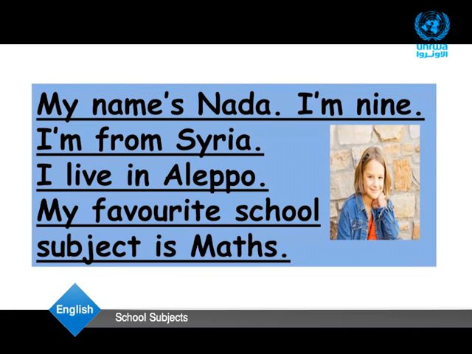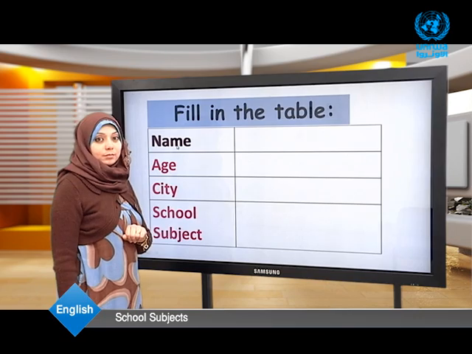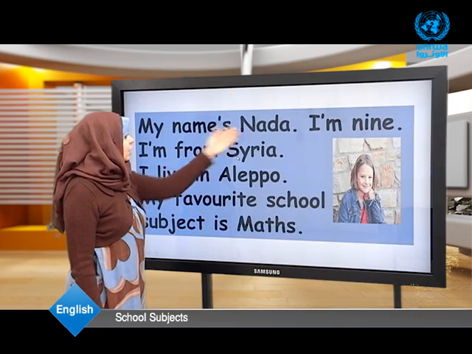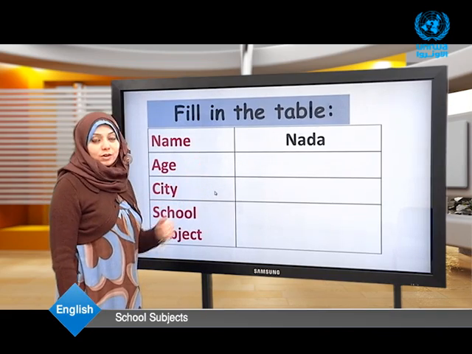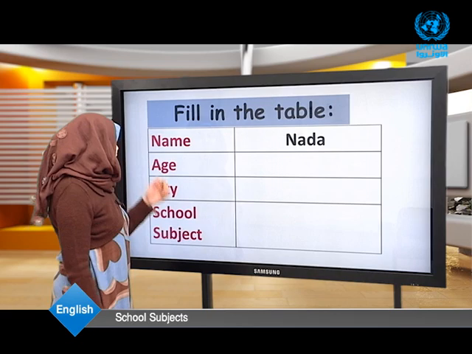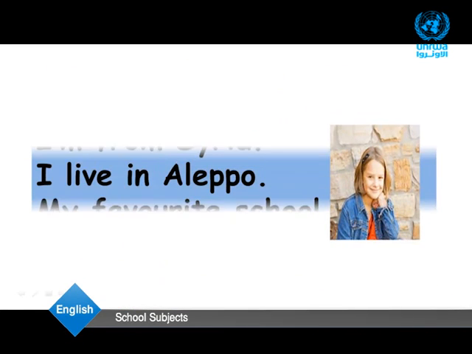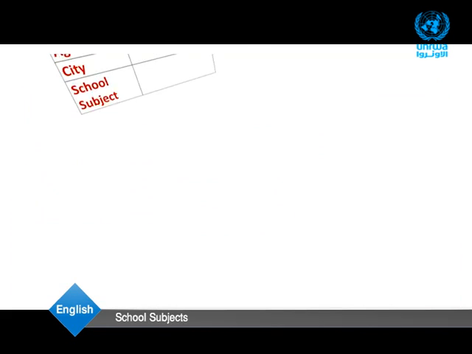Now, dear students, let's fill in the table. Look carefully. The name. What's her name? Let's see again. My name's Nada. So her name is Nada. Thank you very much. Now, here we have age. How old is she? Let's see. I'm 9. So she's 9.